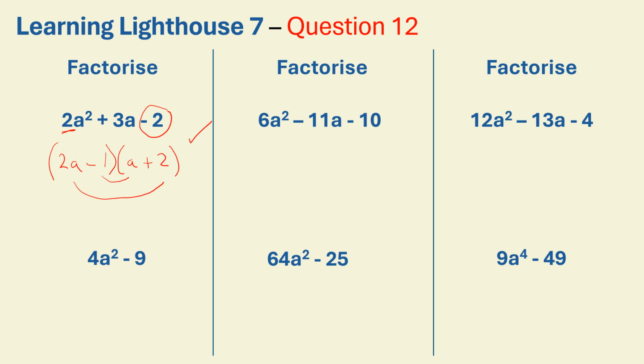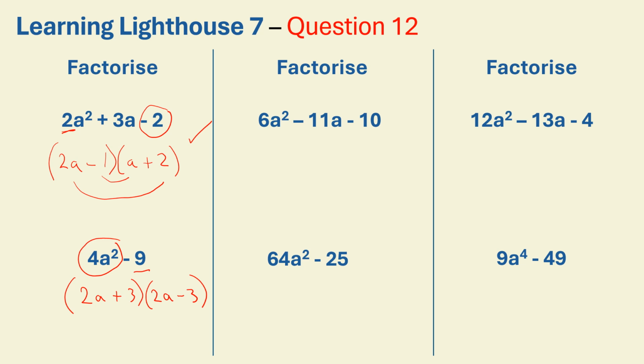Second one is a difference of 2 squares. So if we square root this whole thing, you're going to get 2a. So 2a plus the square root of this number is 3, and then 2a minus 3. Press pause and try the next one. The next one is significantly more difficult.